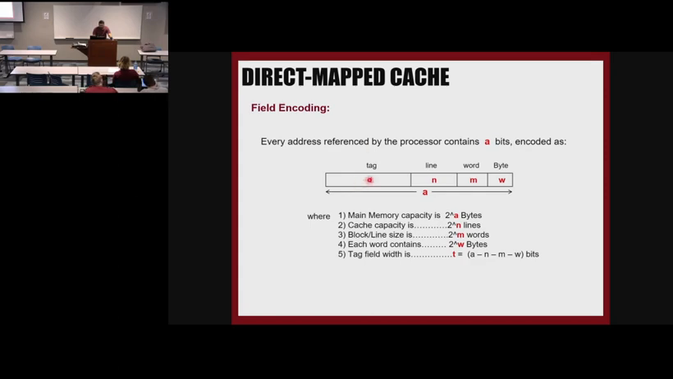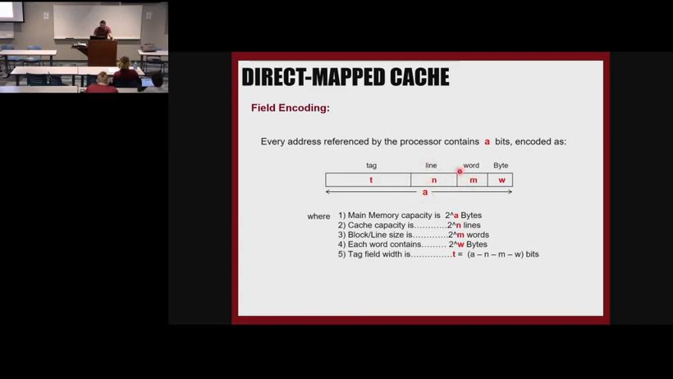So in the direct map cache, we have different fields. We have W, M, N, and T, as we explained what they are. And then we have A, which is the size of the address bus. So to find the size of the address bus, we have to find the main memory capacity and the cache capacity. If you have that, you can find the lines. If you have 2 to the n lines, we need n bits for the cache line. But this is going to sit in this field.